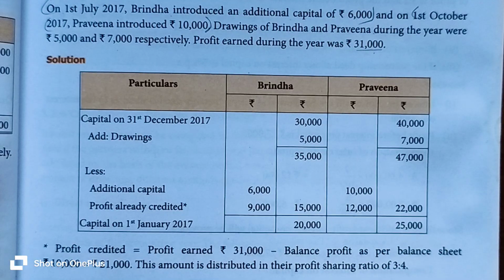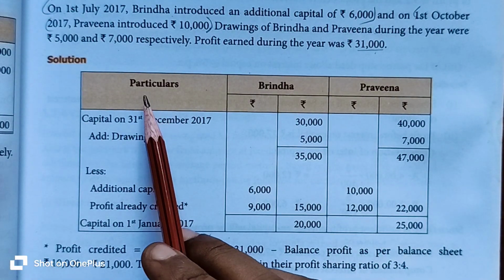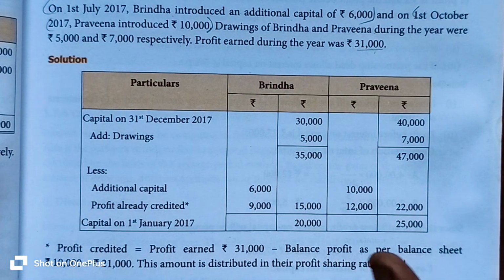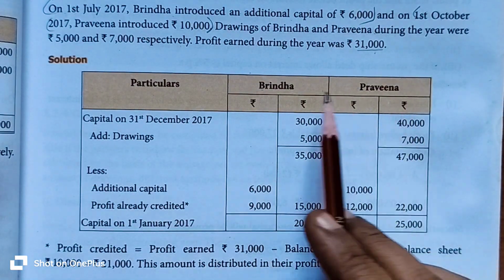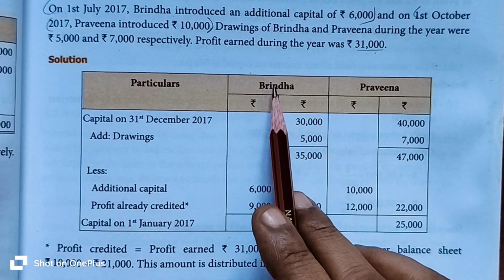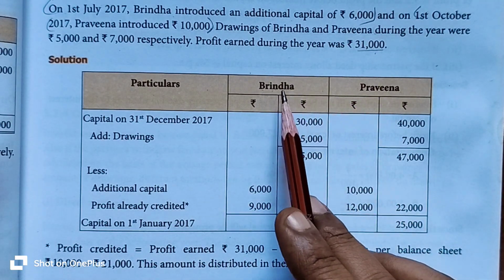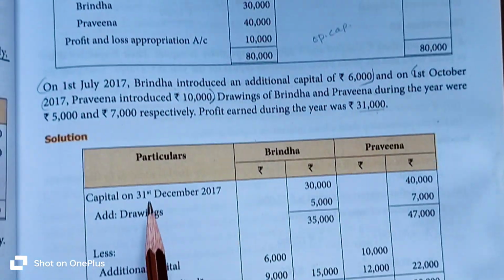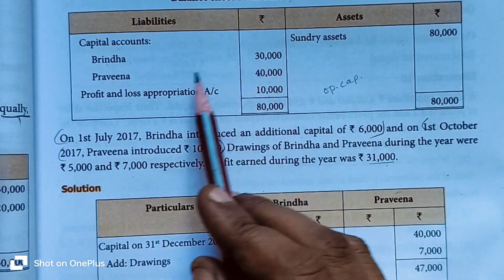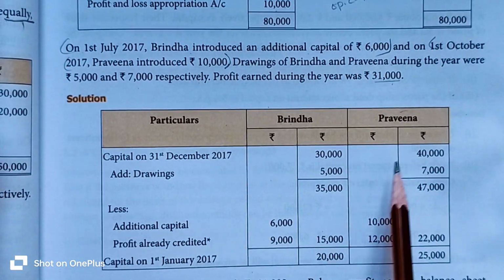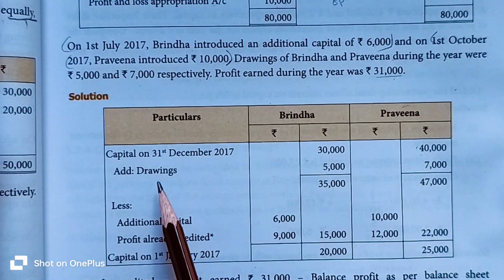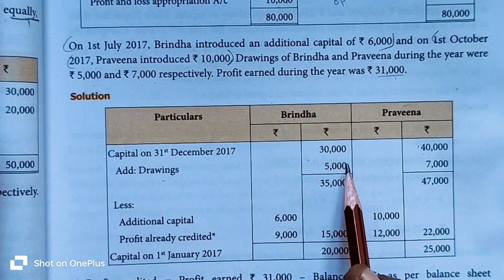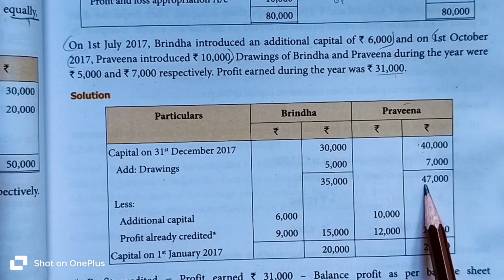As per this format, we create the columns: particulars and the partners' names. If you have 3 or 4 partners, you have to create a separate column for each partner. Here Brinda and Pravina are the 2 partners, so we write their names. What's the amount for the end capital? Brinda's capital is 30,000 and Pravina's capital is 40,000 rupees respectively. We enter it and add drawings to the capital: Brinda's drawing 5,000 rupees and Pravina's drawing 7,000 rupees. After adding, you get 35,000 and 47,000 respectively.